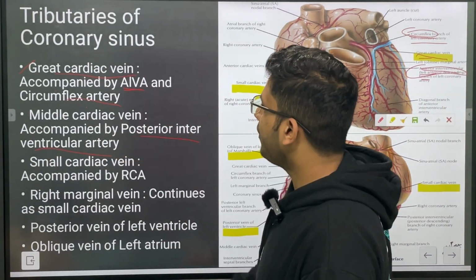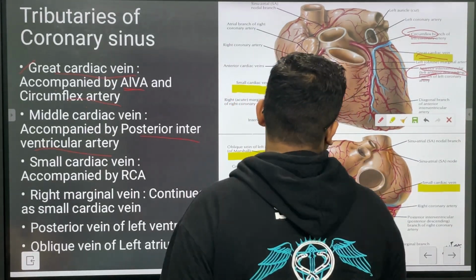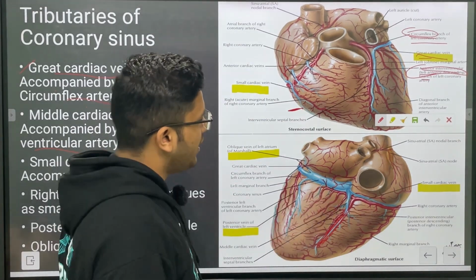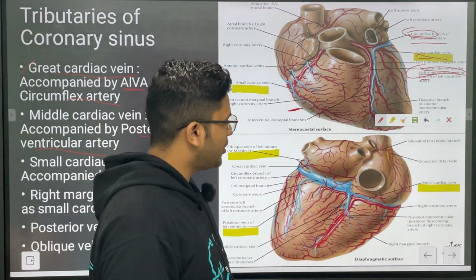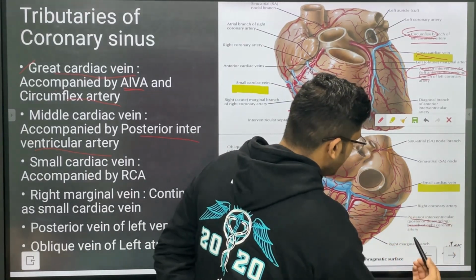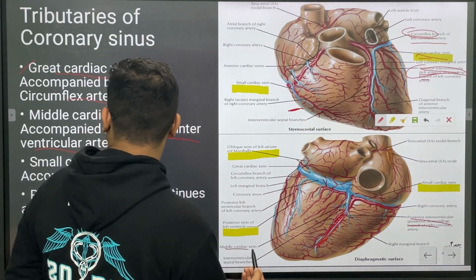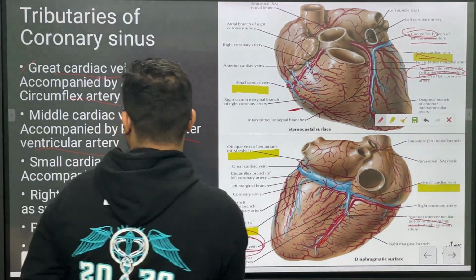So next one is the middle cardiac vein. Middle cardiac vein is accompanied by the posterior interventricular artery. This is the posterior view of your heart, and this will be your posterior interventricular artery. The vein which is running with the posterior interventricular artery will be your middle cardiac vein.